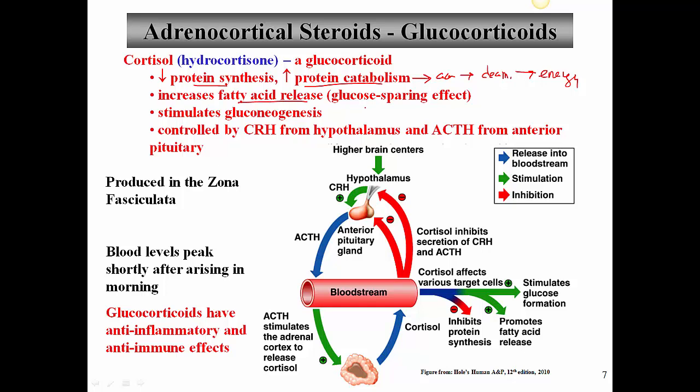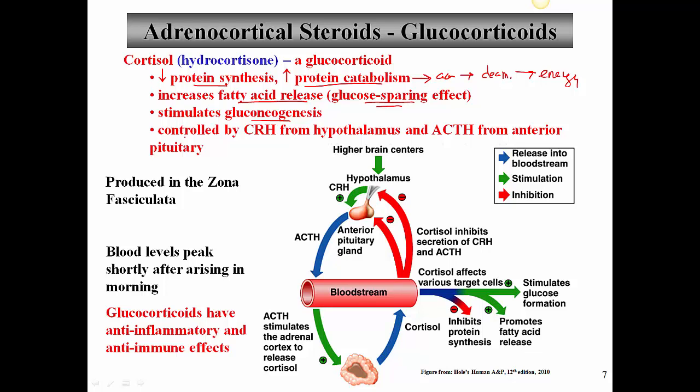They also increase the release of fatty acids. This has what we call a glucose-sparing effect. What that means is that if we have body tissues that can use something other than glucose for fuel, and we have that fuel available, it will spare glucose for those tissues that particularly need glucose to work, like the brain, for example. It also stimulates gluconeogenesis. This is the creation of new sugar, if you remember, from things that aren't sugar, like pyruvate and oxaloacetate.